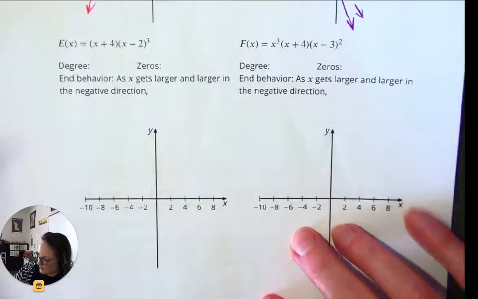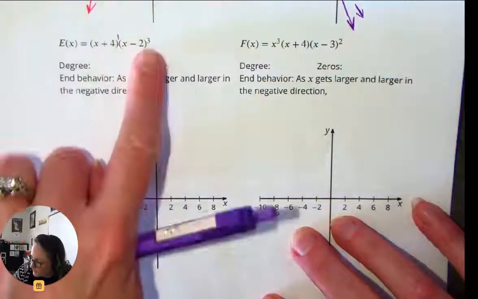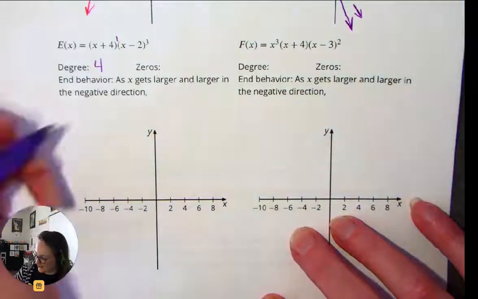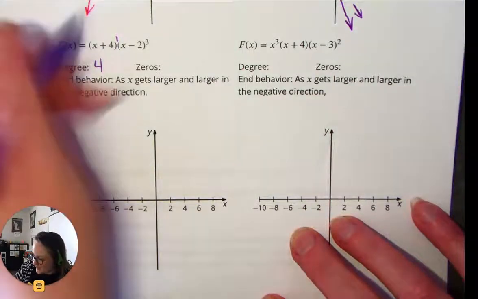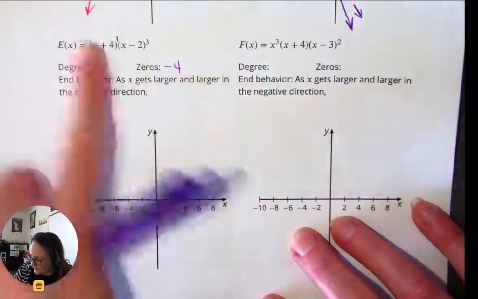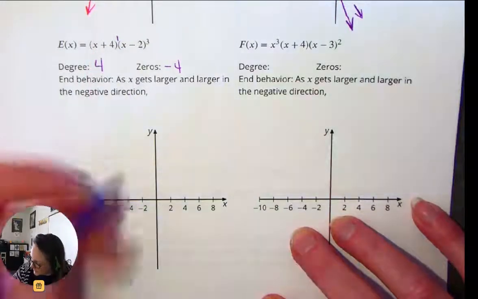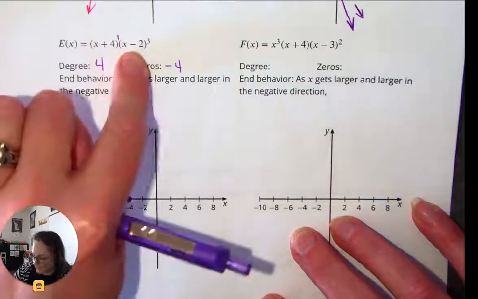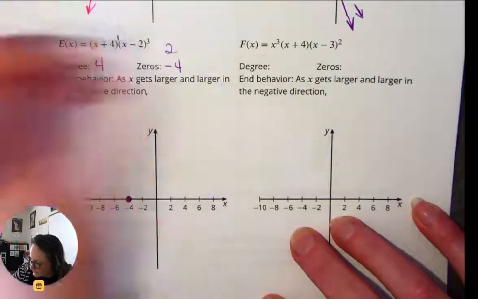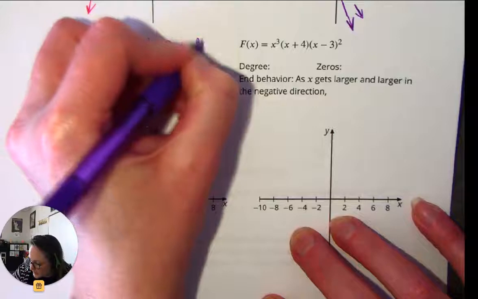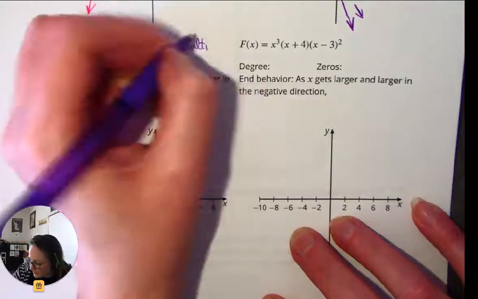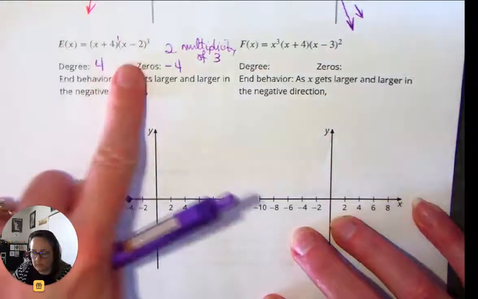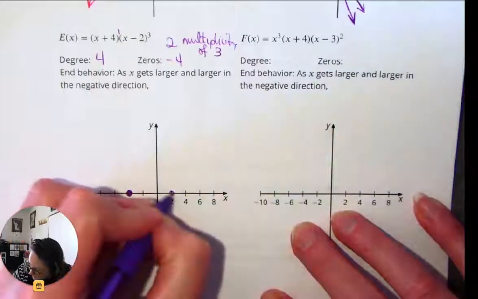Degree of 1, degree of 3, total degree of 4. There's my even end behavior I was looking for. 0 is happening at -4. There's our first one, happening one time, line straight through at -4. Next 0 is happening on this factor at +2. With a multiplicity, this time it's happening 3 times all on top of each other. That 2 is going to happen here.